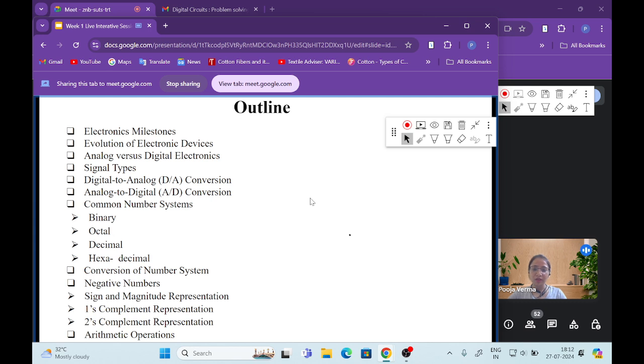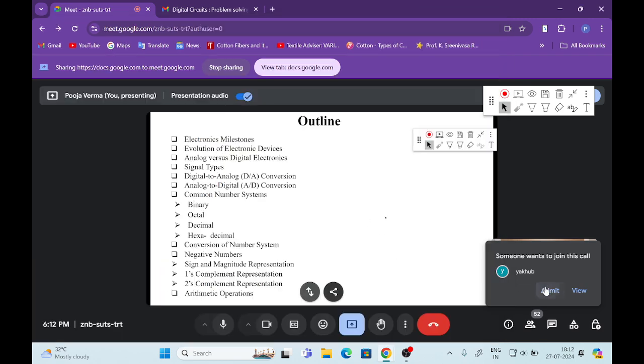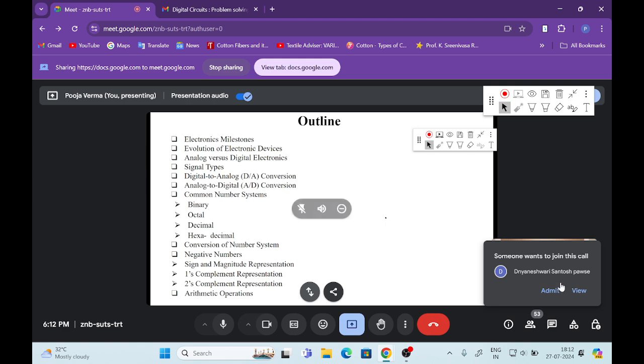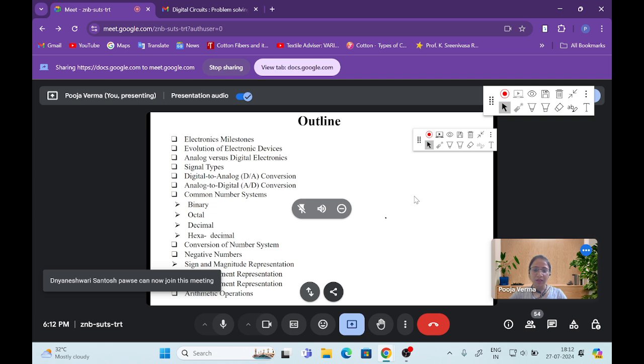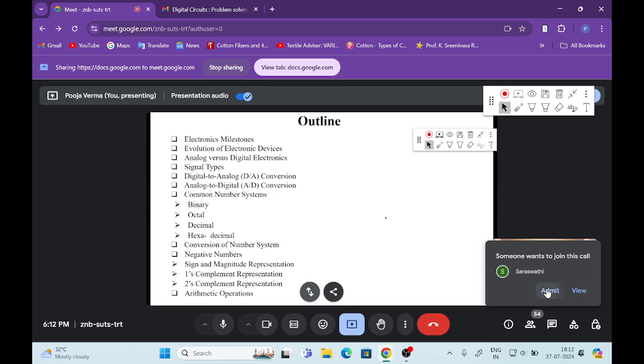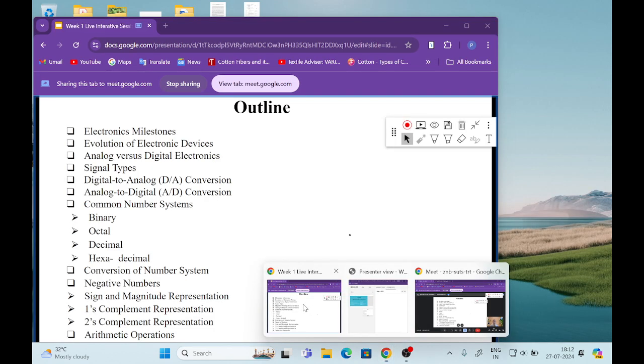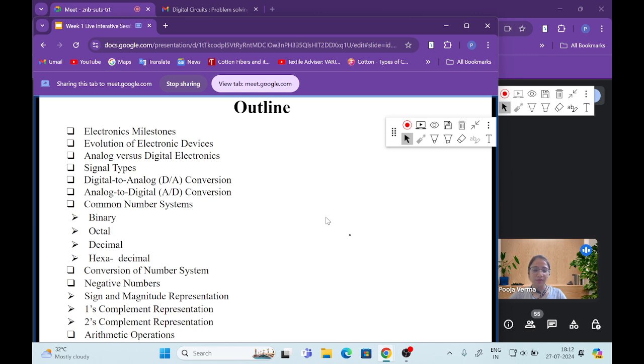Then common number systems. What are the number systems available for solving digital related concepts? That is binary, octal, decimal, and hexadecimal. Then conversion of these number systems, for example binary to octal, binary to decimal, binary to hexadecimal, octal to decimal, octal to hexadecimal. Then we will come to negative numbers. Representation of negative numbers, that is sign and magnitude representation, one's complement representation, and two's complement representation. Then arithmetic operations. These are the topics covered in this week's video lectures.